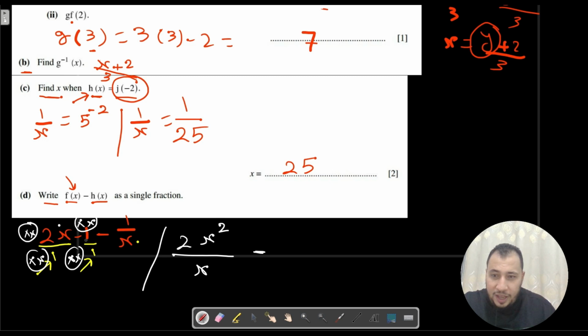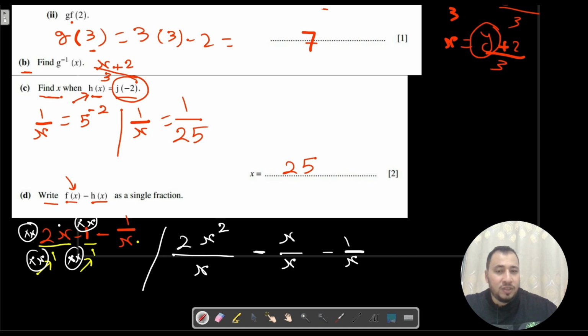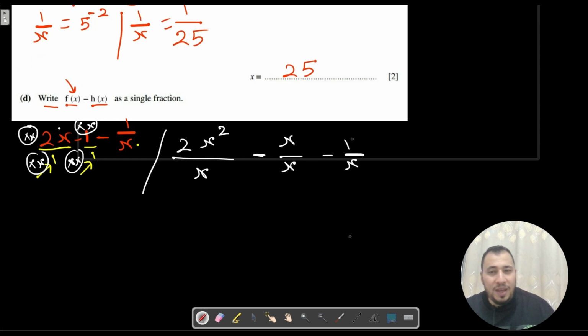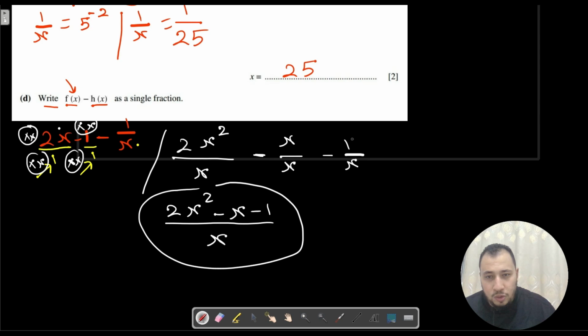X over x, so 1 multiply x is x over x minus 1 over x. This is great. Now all of them have the same denominator, and we can write all of them as a single fraction. And our denominator in this case is going to be x. So now it's going to be 2x squared minus x minus 1. And this will be your answer as a single fraction over here. This is your final answer.